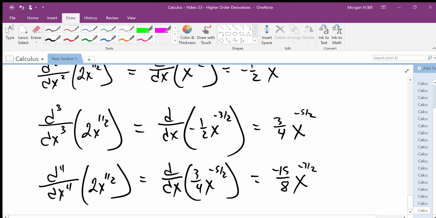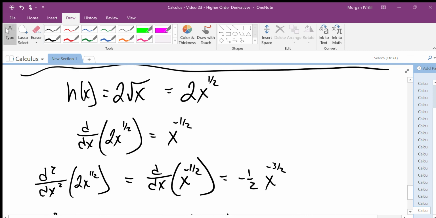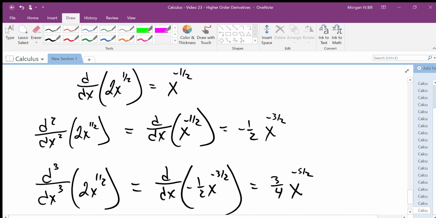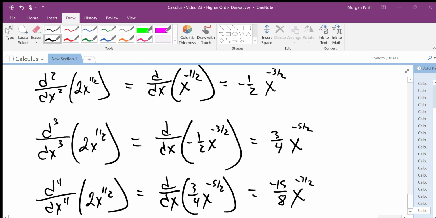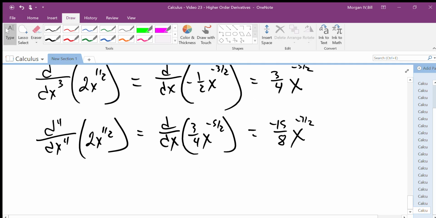A pattern you might not see is check out the denominators. So starting here with the first derivative, the denominator is 1, right? 1 over 1 is 1. Then it becomes 2. Then it becomes 4. Then it becomes 8. Next time it's going to be a denominator of 16. And we can see that because every time we're multiplying it by something over 2, because the denominator of that exponent is 2. So it's going to be something over 16, something over 32, something over 64.